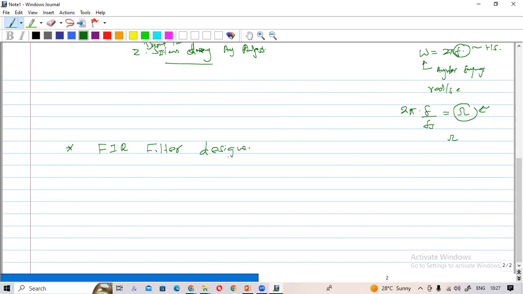FIR filter design. Okay. So this is our main topic actually. FIR filter design. So we will see this one. This part will also come to your exam.